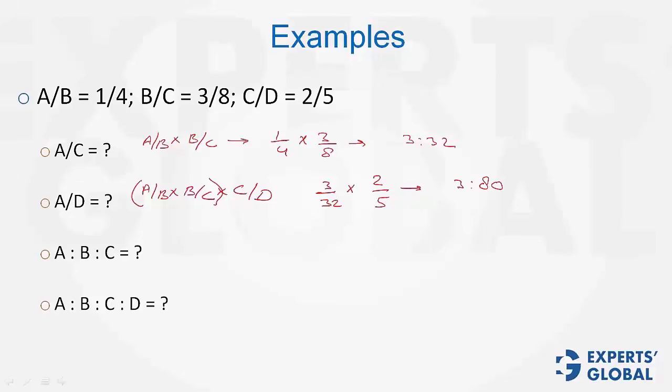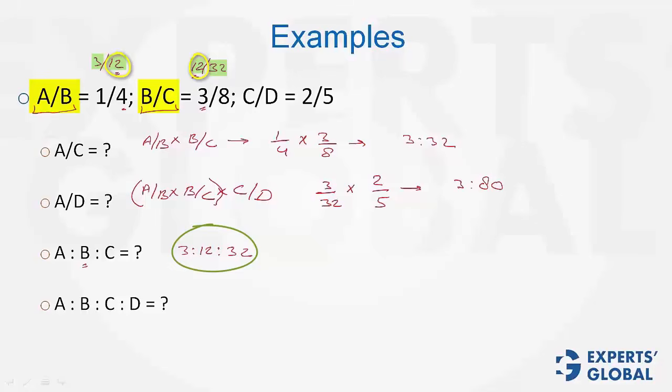This is very interesting. See, A divided by B here is 1/4, and B divided by C is 3/8. To find the common ratio, the two B's involved, the B in this ratio and the B in this ratio, have to be the same. So 1/4 and 3/8, 4 and 3. The LCM is 12. So let's write A divided by B as 3 divided by 12 and B divided by C as 12 divided by 32. Now you see B here is 12 and B here also is 12. So the common ratio is 3 to 12 to 32. The answer is 3 ratio 12 ratio 32.